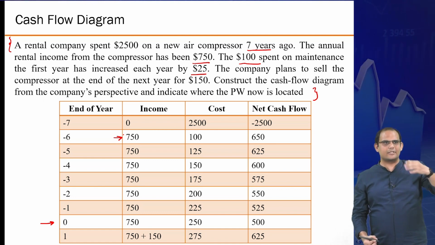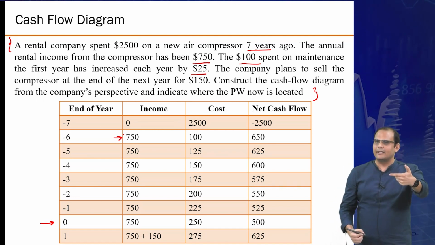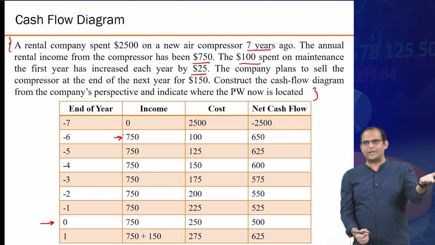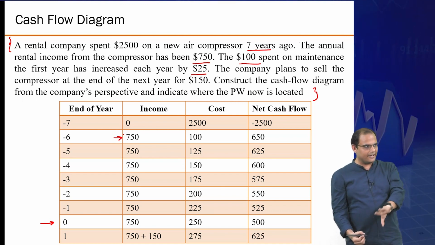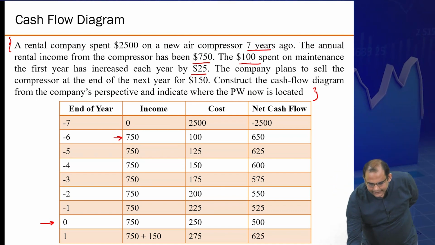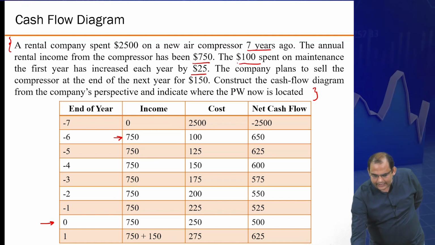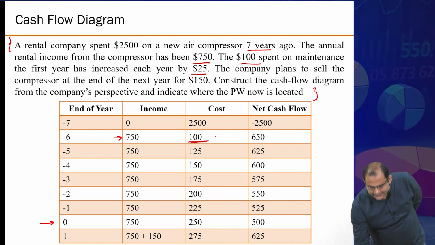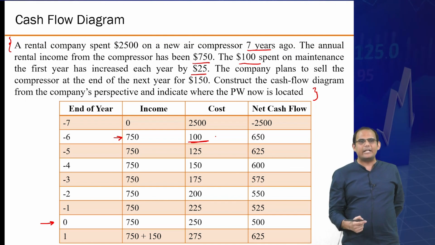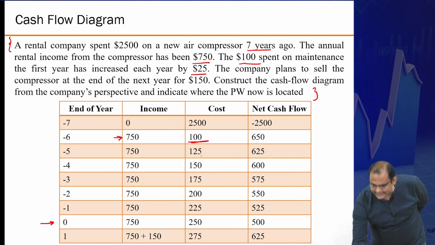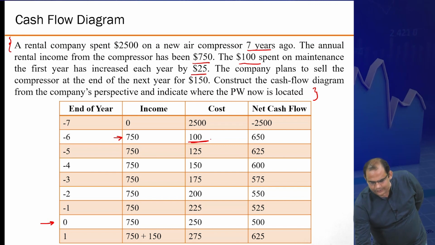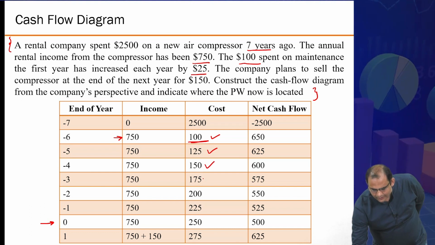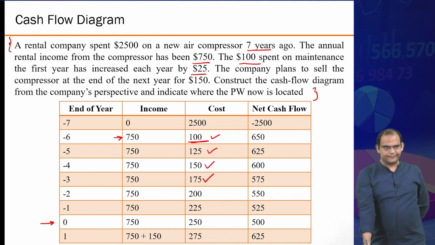Got the idea? Because if you would have put the money there, it means even before you bought the air compressor, it was generating money, which is impossible. So therefore, this is the end of period convention example. Then every time you are spending $100 on maintenance in the first year, and that has increased by $25 each year. So you see there is a series in this. At the end of first year, this was $100. End of second year, it became $125, $150, $170, and so on and so forth.